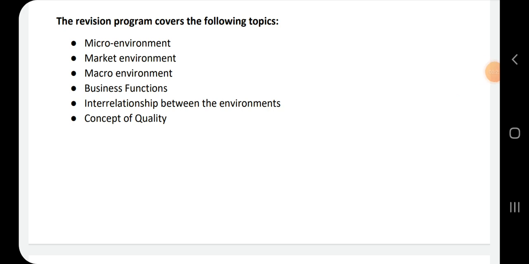So this revision booklet will cover micro environment, market environment, macro environment, business functions, interrelationship between the environments, and the concept of quality. Now I have previous videos where I've covered the 3 business environments, the business functions, interrelationship between the environments, and the concept of quality. You can go through them, and then after that reconcile that with the notes that you have from your teacher in class, and then you can answer these questions.